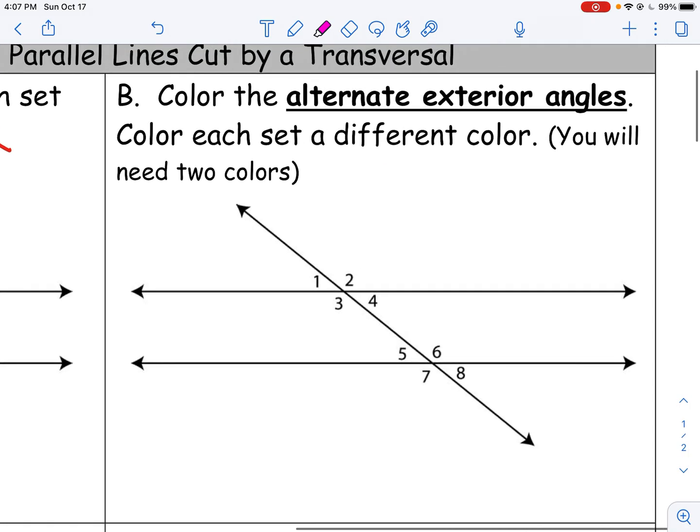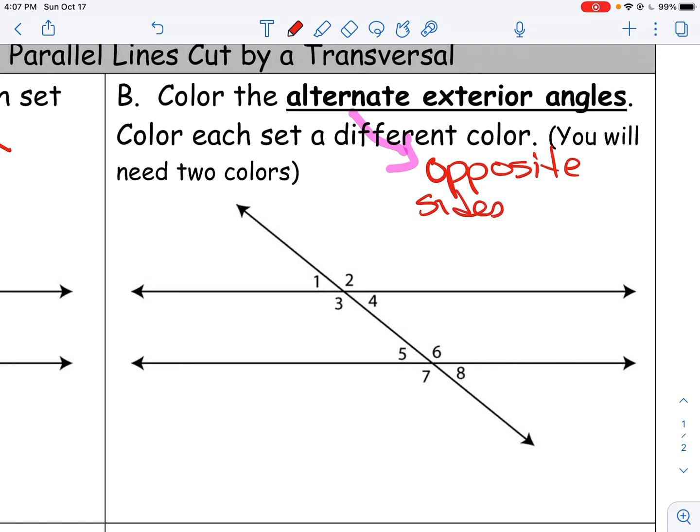Okay, so alternate exterior angles. Alternate means that they're going to be on opposite sides. Exterior means that they're going to be on the outside. I should use a pencil for this. This means opposite sides. This means on the outside. If I was just talking about exterior angles, I'd be talking about all 4 of these. But I'm talking about alternate exterior angles.